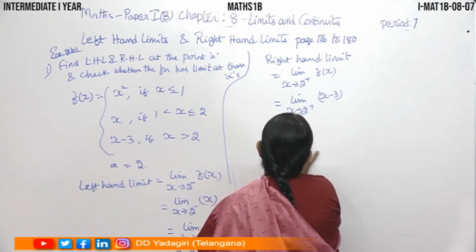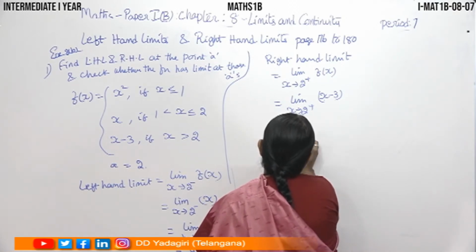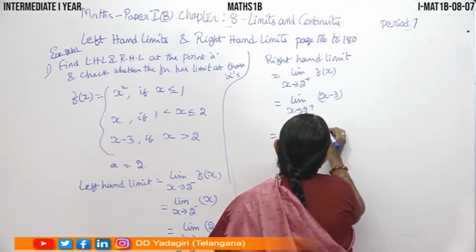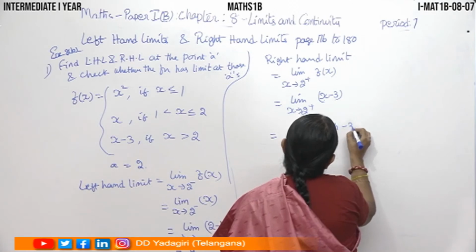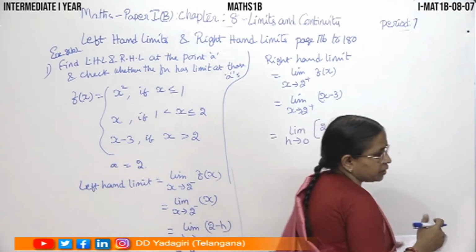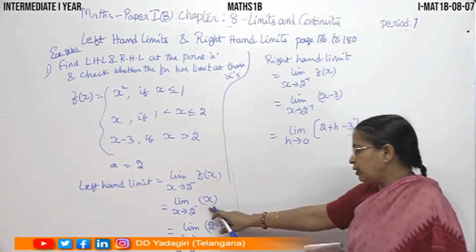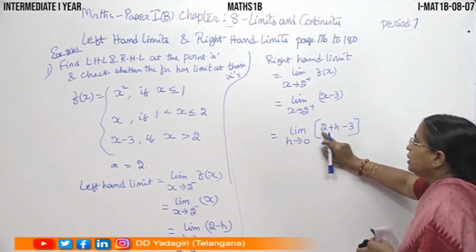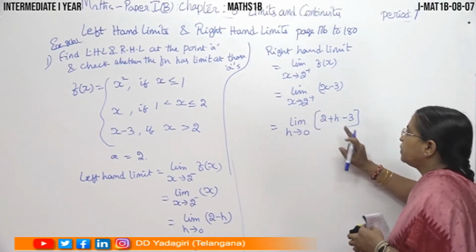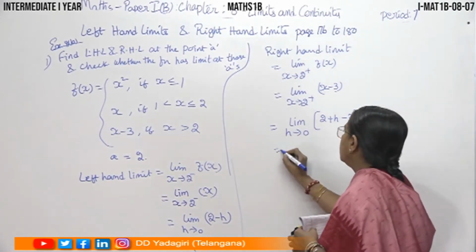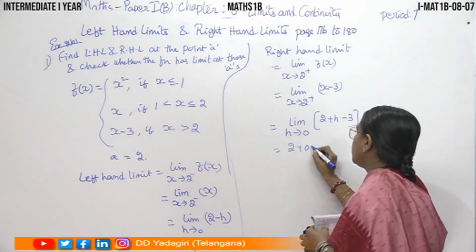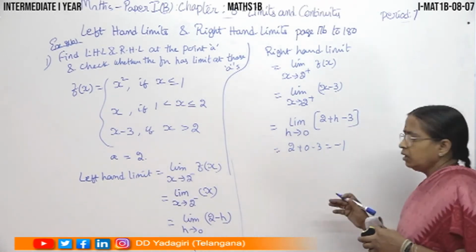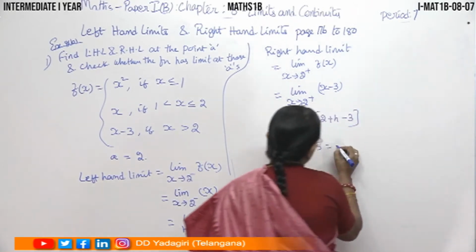So limit x tending to, now we will convert it to h tending to 0 of x. I should write as a plus h. So 2 plus h minus 3. Here we'll write a minus h, here we'll write a plus h. X will be written as a plus h. A is 2, so 2 plus h. Now put h as 0. Then what is this? 2 plus 0 minus 3. That is minus 1. Now are these two values equal? No. This is equal to minus 1.